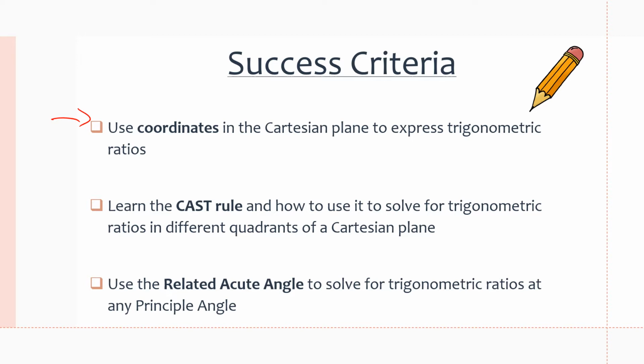Next, we want to learn the CAS rule, which I have mentioned a lot in the past couple videos, which will make it really easy for us to solve for trigonometric ratios in different quadrants. And lastly, we want to use the related acute angle, which we learned in the last theory video, to solve for trigonometric ratios at the principal angle, which we have somewhat also covered in the past lecture. Okay, so let's go.